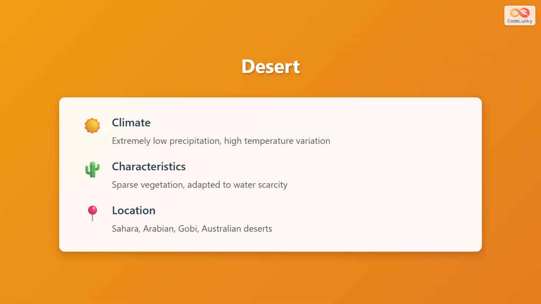Deserts are defined by extremely low precipitation, typically receiving less than 10 inches of rain per year. They experience high temperature variations, often scorching hot during the day and surprisingly cold at night. Vegetation is sparse and specially adapted to survive with minimal water, like cacti that store water in their stems. Despite the harsh conditions, deserts support unique forms of life that have evolved remarkable survival strategies. Major deserts include the Sahara in Africa, the Arabian Desert in the Middle East, the Gobi Desert in Asia, and the vast Australian deserts.